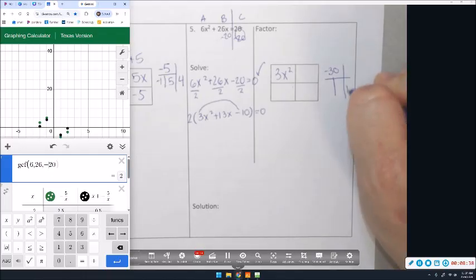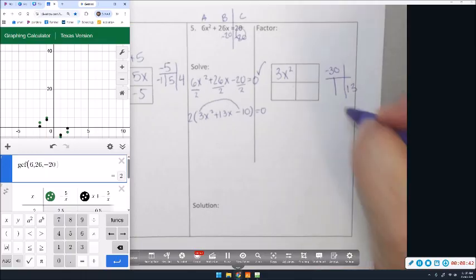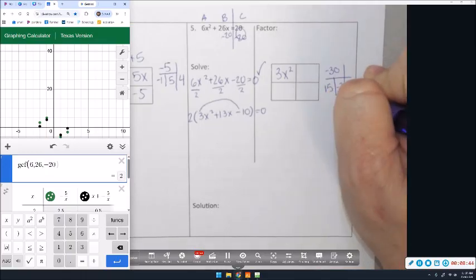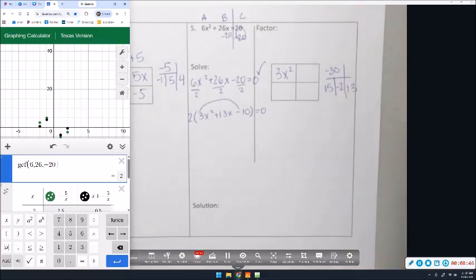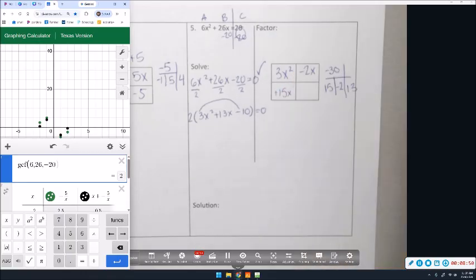B is 13. I'm going to tell y'all what these numbers are to kind of make this go a little faster. It's going to be positive 15, negative 2. Positive 15x. If you still don't know how to find those numbers, you need to ask so we can talk about it. And then we GCF.